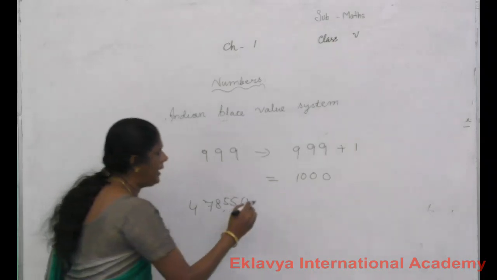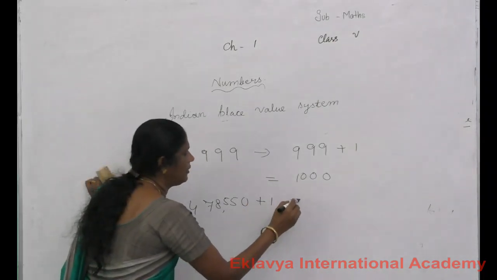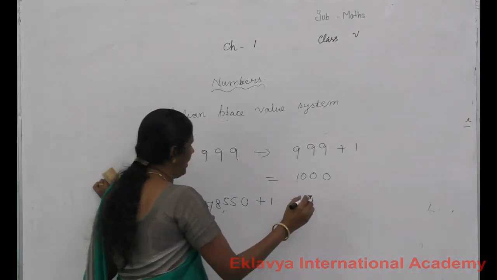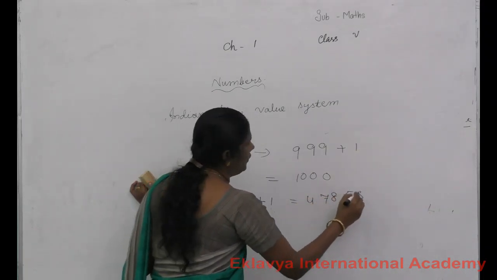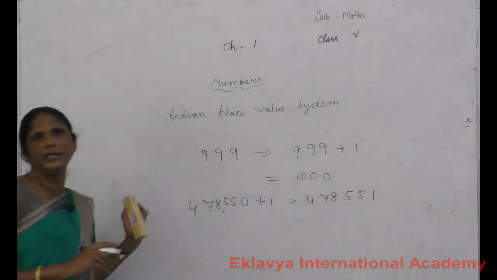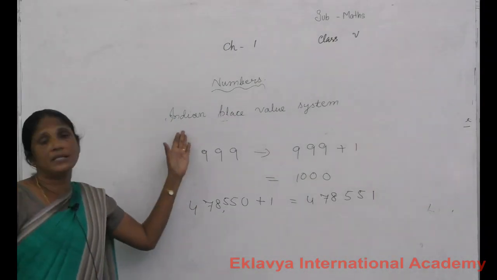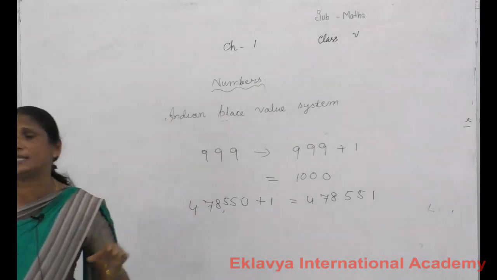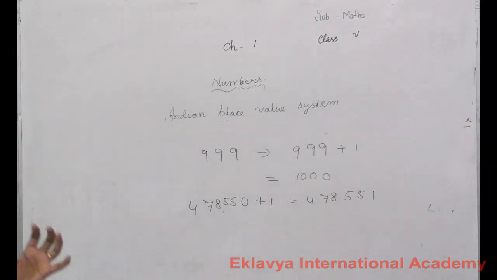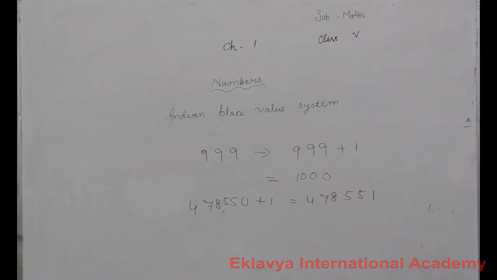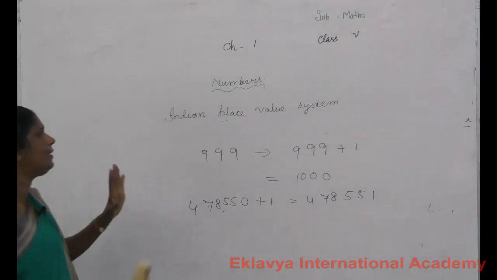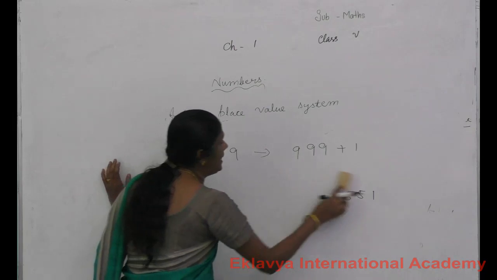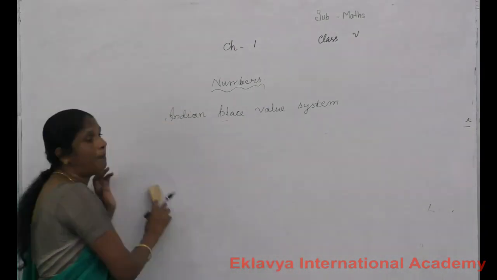4,78,550. We add 1, and it is equal to 4,78,551. Understand it? What is the successor? Successor means just after. To get a successor, we add 1. Then next, predecessor.